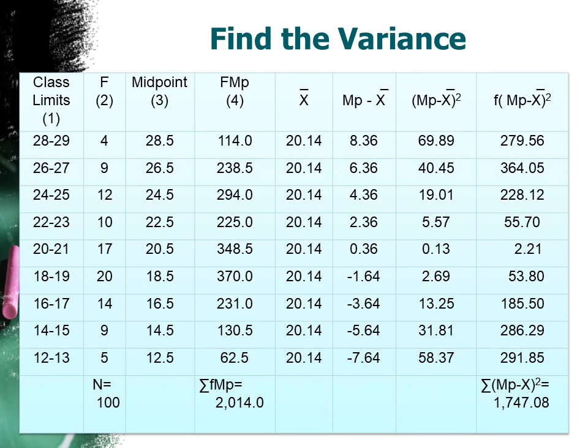So, meron tayong class dito, the class limits or the class interval. First column, we have 28 to 29, 26 to 27, and so on and so forth. Frequency on the second column, we have 4, 9, 12, and so on. That will give us the sum of 100. Midpoint is the third one. Midpoint is obtained again by getting the average of the upper limit and the lower limit of your class interval. That's why we have 28.5, 26.5, 24.5, and so on.